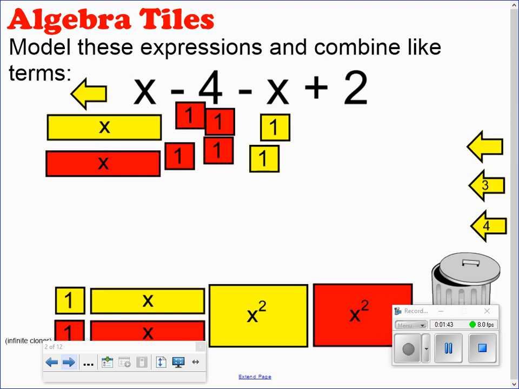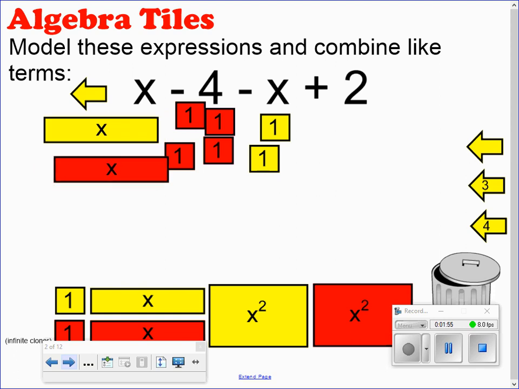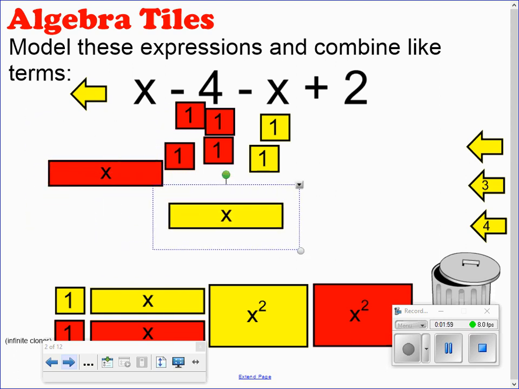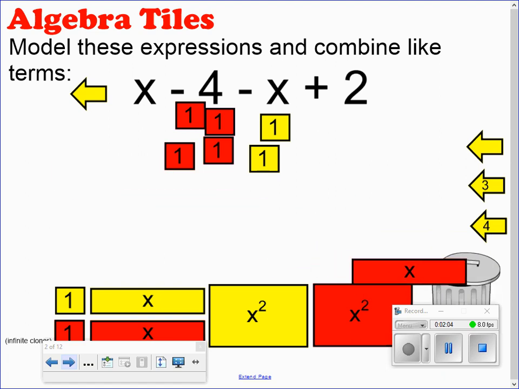Now, the important thing to note when we're combining like terms is this idea of zero pairs. Zero pairs are opposites. So when we have two things that are opposite one another, such as our positive and our negative x, they form what's known as a zero pair. And as you could imagine, the zero pair is 0. So it means that it's gone.